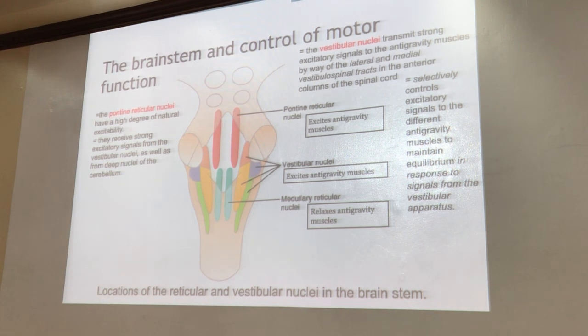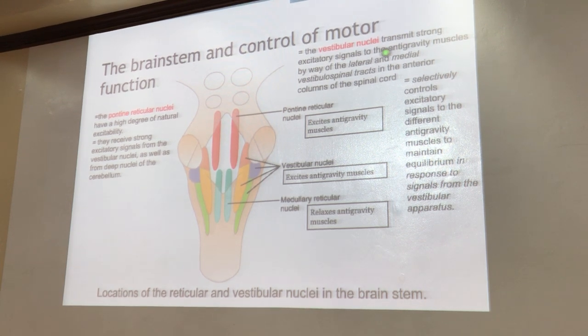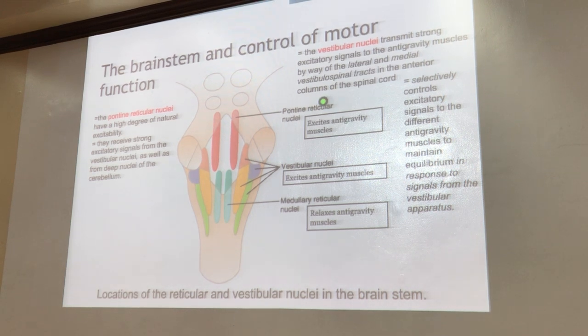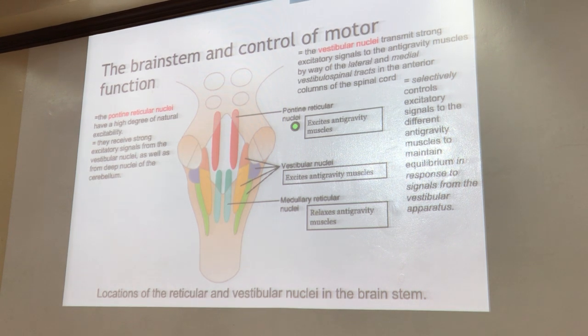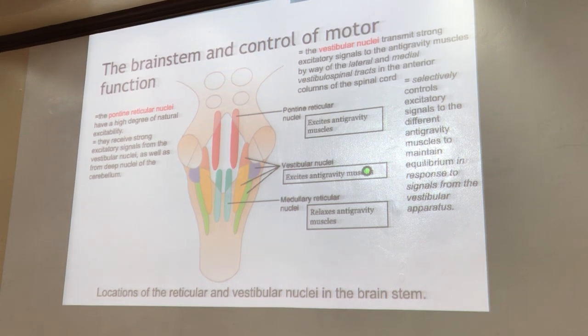Okay? So, another portion here would be the vestibular nuclei. Okay? This is located here. They also have strong signals to anti-gravity muscle. So if we see here, tandaan nyo dito, pontine reticular nuclei, the vestibular nuclei here as a group, and the medullary reticular nuclei. All of these actually are reticular nuclei, pero iba-iba siyang level. Di ba? Pontine, medullary, tapos meron dito vestibular.